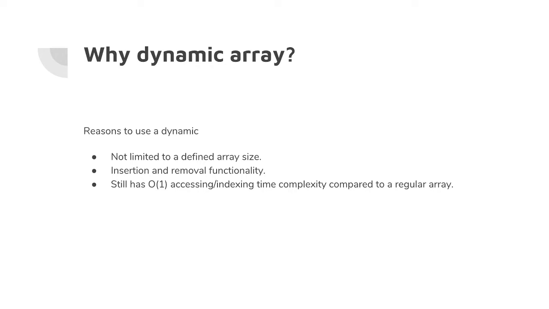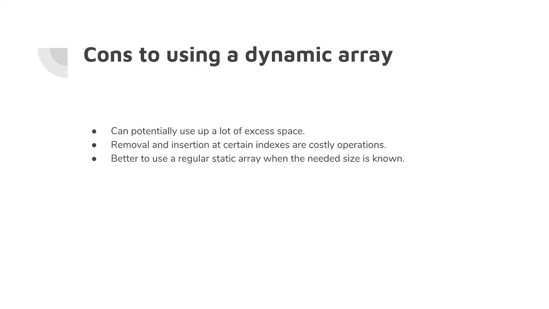And you still have O(1) access time complexity compared to a regular array. Meaning getting something from the array, say whatever is at location 5 of the array, will require the same amount of time as using a static array. And if you're unfamiliar with this O(1), it just means big O of 1, meaning it's a constant time. So no matter how big your data set is, or in our case, how big our array is, getting something at a certain location will always require pretty much the same amount of time.